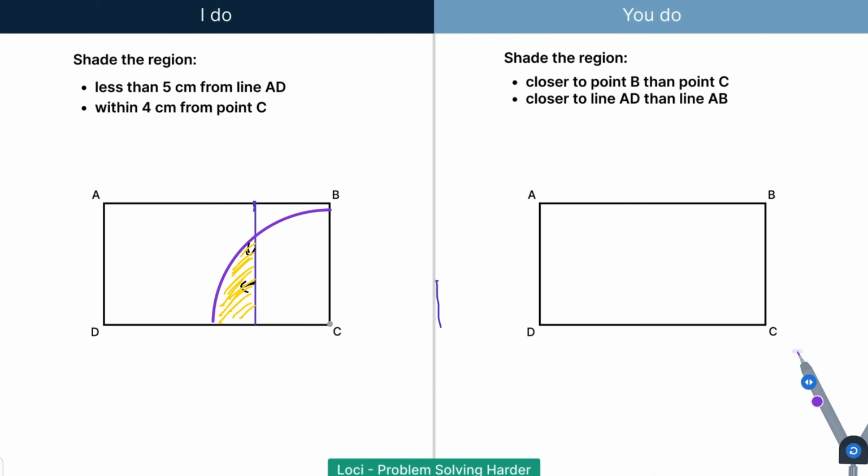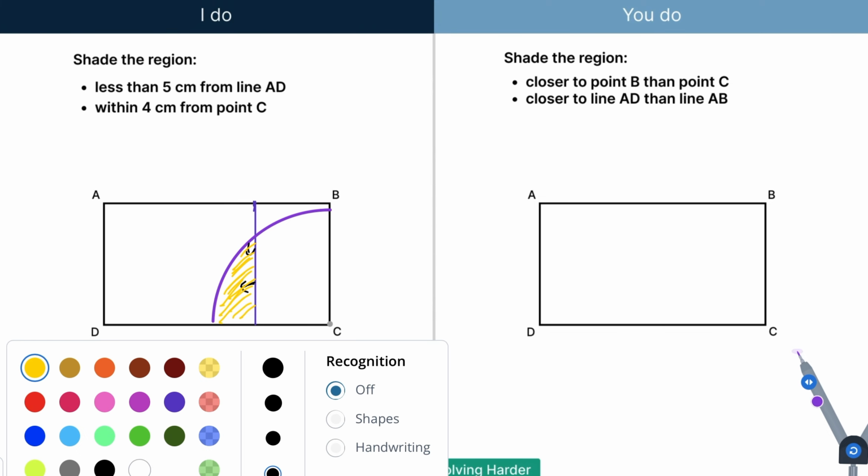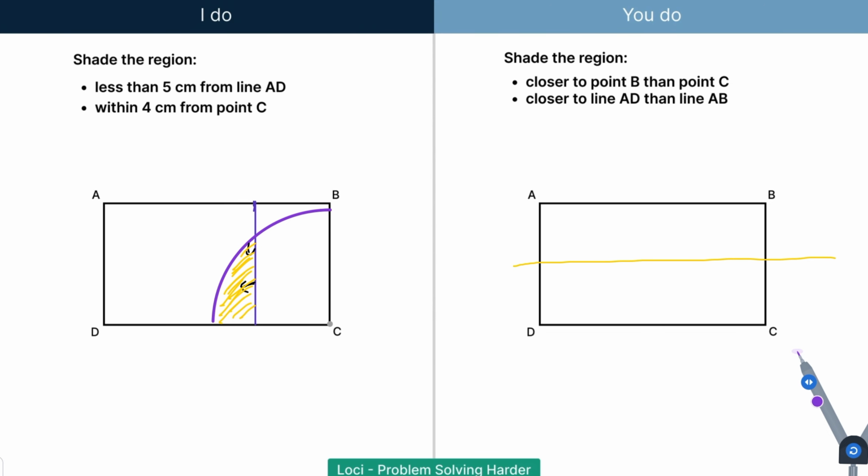So hopefully you have pressed pause and had a go at the example on the right. Now with this one, it's saying shade the region closer to point B than C. Now what we need to do for the first one is bisect that, so we know exactly what the halfway distance is. So essentially you end up with a line down the middle, so we know exactly where the halfway point is. And the way you do that is, remember, with a compass.